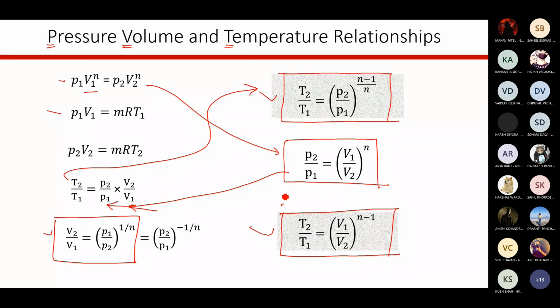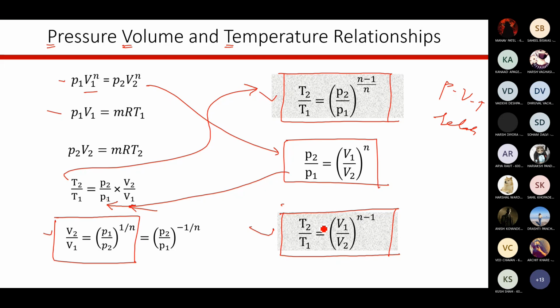Two are in terms of temperature, then these two are in terms of pressure ratio, and these two are in terms of the volume ratio. So these are the PVT relationships. These expressions will be used while solving problems. While solving numericals, these expressions are very important. So you note down this.